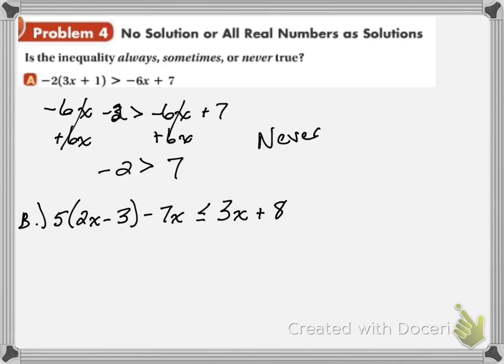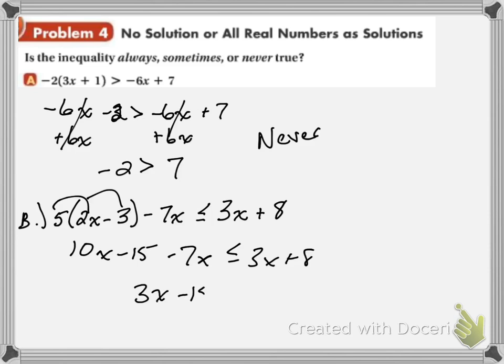So when we go ahead and solve this one, again, distribute through. You get 10x minus 15 minus 7x. Is that less than or equal to 3x plus 8? You get 10x minus 7x, which is 3x, minus 15. Is that less than or equal to 3x plus 8? And again, since it's the same variable on both sides, it can cancel. We would subtract 3x, but kind of taking a shortcut here. Is negative 15 less than or equal to 8? Well, yeah, negative 15 is less than or equal to 8, so this answer is always true.